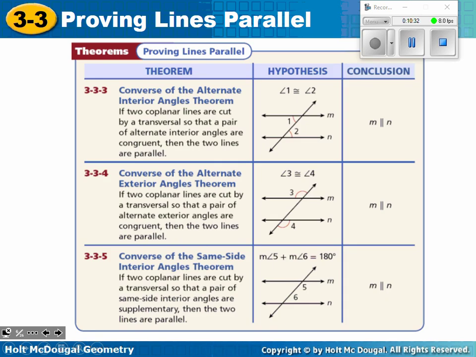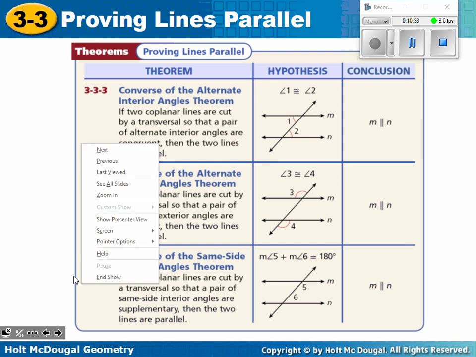Converse of the same side interior, exterior is the same. If two coplanar lines are cut by a transversal so that the same side interior angles are supplementary, then the two lines are parallel. So if you know that they're supplementary, then you can say the lines are parallel. Does that make sense? So do we know that they're supplementary? Okay, so now we can say R is, was it R and S? R is parallel to S, and the reason?